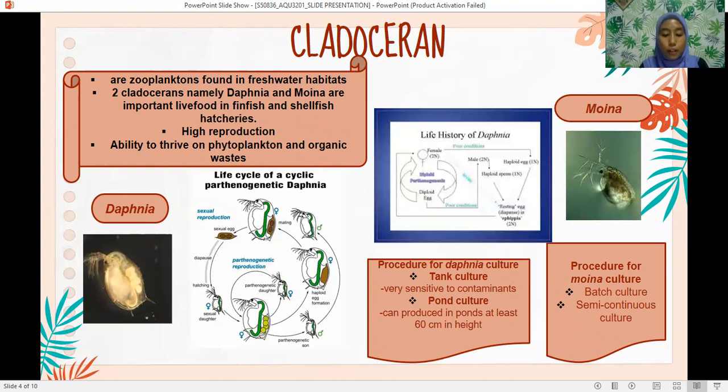For the life cycle of Moina, it is a reproductive cycle that has both sexual and asexual phases, and the brood is produced in 1.5 to 2 days, with most females producing 2 to 6 broods during their lifetime. There are two procedures of Moina culture, which are batch culture and semi-continuous culture.